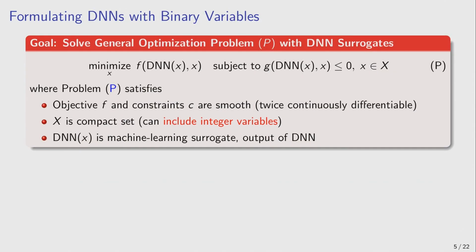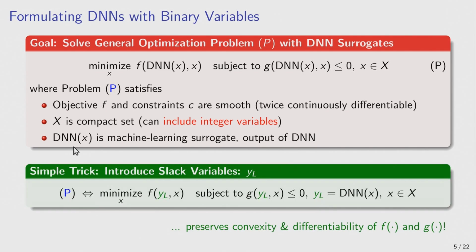So what I want to do in this lecture is talk about formulating these problems using integer variables, and then I'll give you a second alternative formulation. This is the problem that we're studying. The original functions f and g are smooth and maybe twice continuously differentiable. There may be some additional constraints. There could be integrality restrictions on some of the variables. In my case, the compression ratio is an integer variable, for example. And DNN here is a machine learning surrogate.